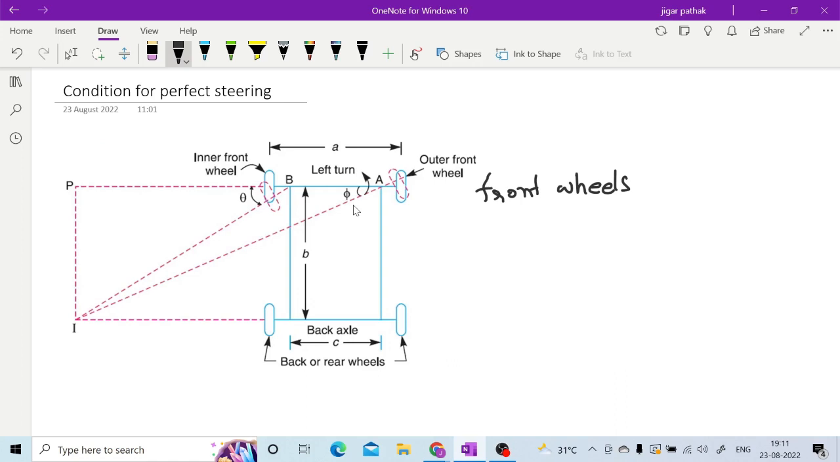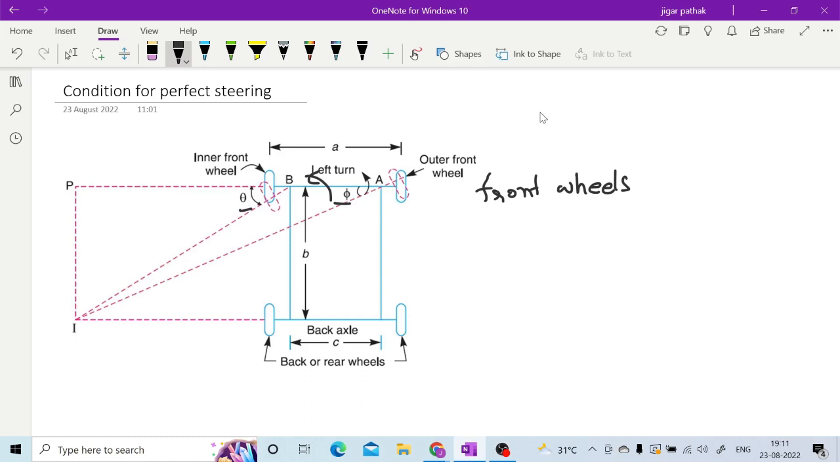theta and phi. So when we are taking a left turn, this can be considered the inner wheel and this the outer wheel. The inner wheel makes an angle of theta and the outer wheel makes an angle of phi. We derive this condition for perfect steering because whenever a vehicle is taking a turn, it must be done without skidding, right?